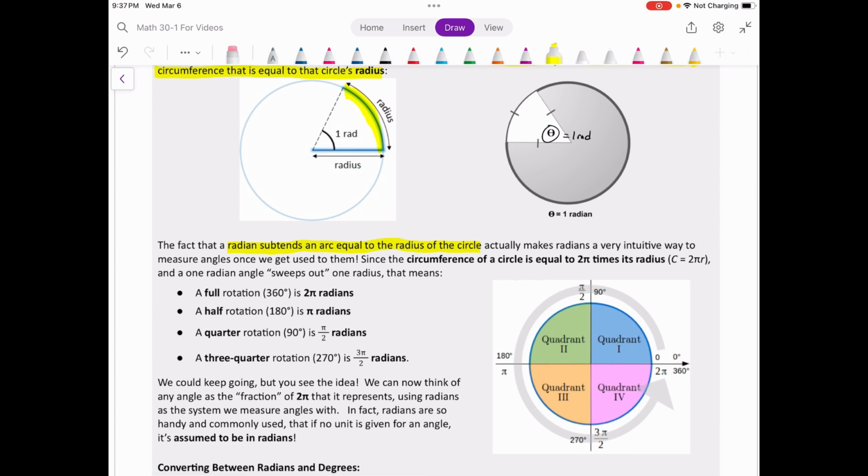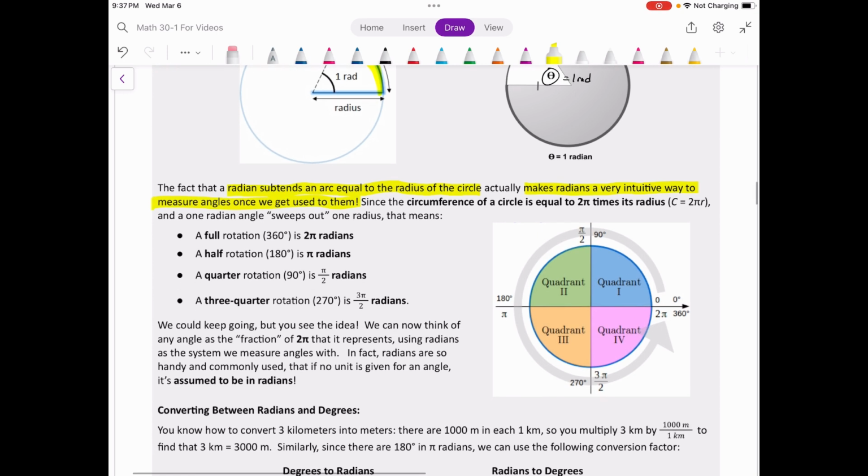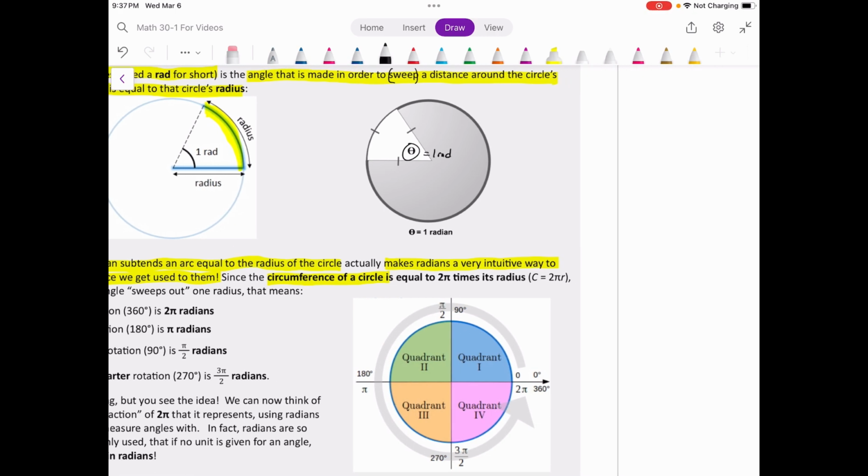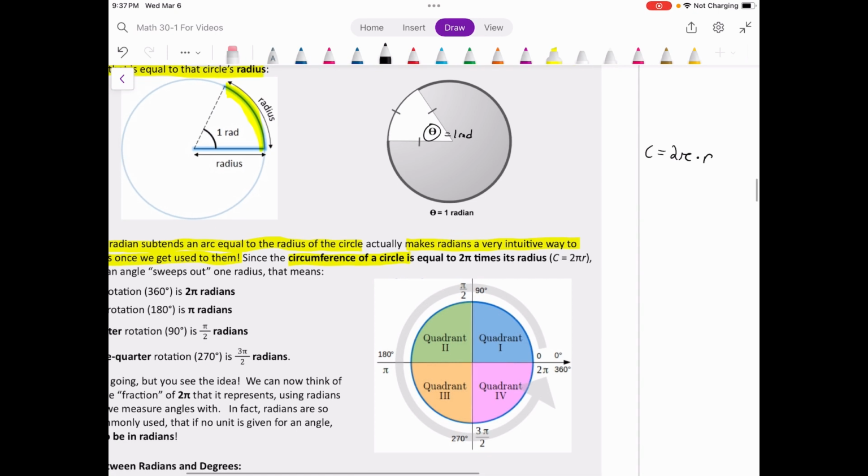The fact that the radian subtends an arc of 1 radius makes radians a super intuitive way to measure angles once we get used to them. And this is because of the circumference of a circle. Circumference, remember, that's like perimeter for a circle. It's the total distance around the circle. How far would you have to move if you walked all the way around this circle? That's its circumference. And the way we calculate the circumference, if you think back to your previous geometry, is that the circumference is just 2 pi times the radius. Okay, it's 2 pi times its radius.